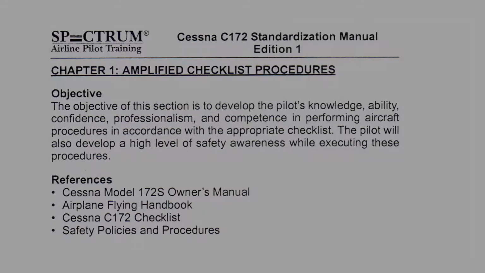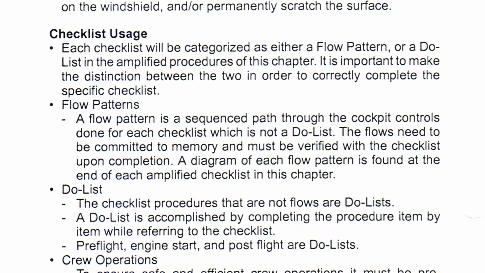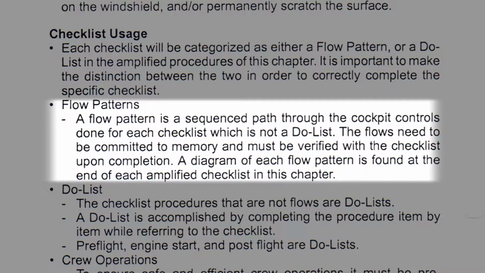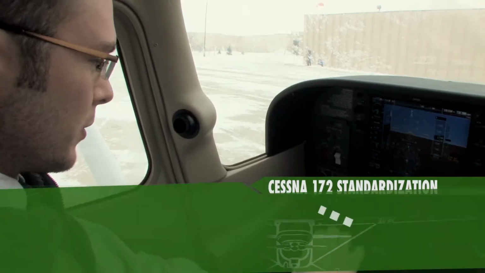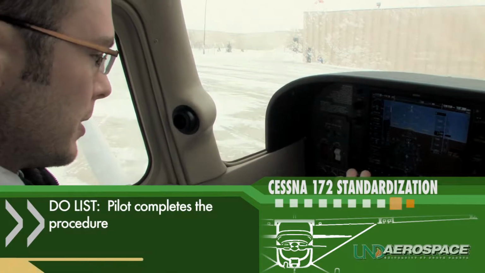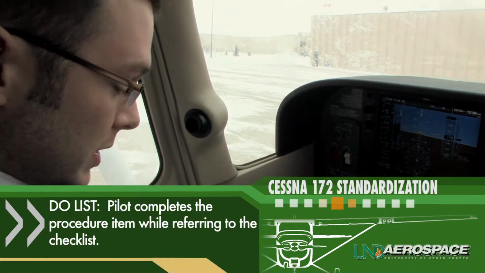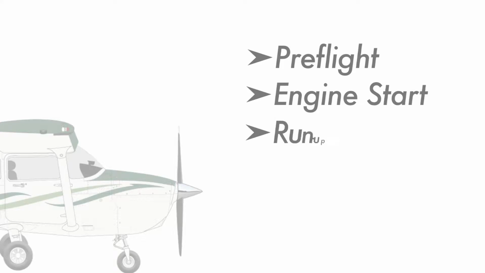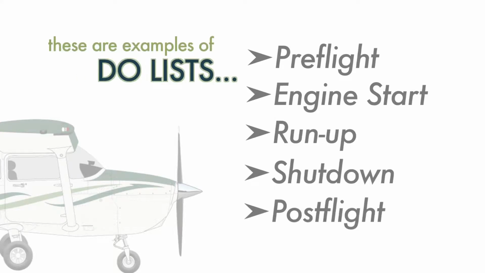In Chapter 1 of UND's Cessna 172 Standardization Manual, the expanded checklist procedures explain two different approaches to completing a checklist. These are known as do lists and flow patterns. When completing a do list, the pilot completes the checklist step by step in order while reading directly from the checklist. Standby battery annunciator was on. Pre-flight, engine start, run-up, shutdown, and post-flight checklists are all do lists.